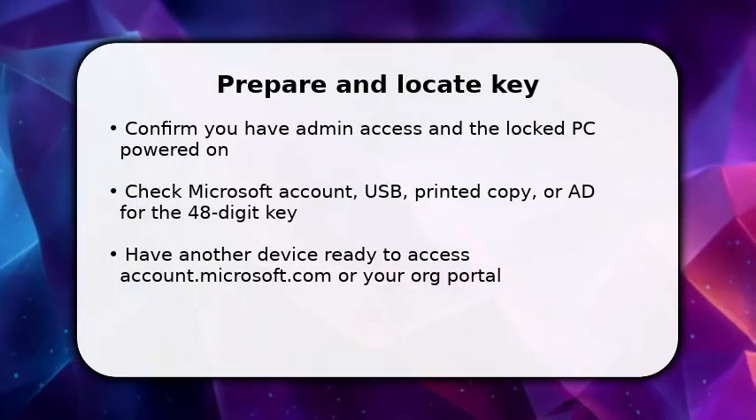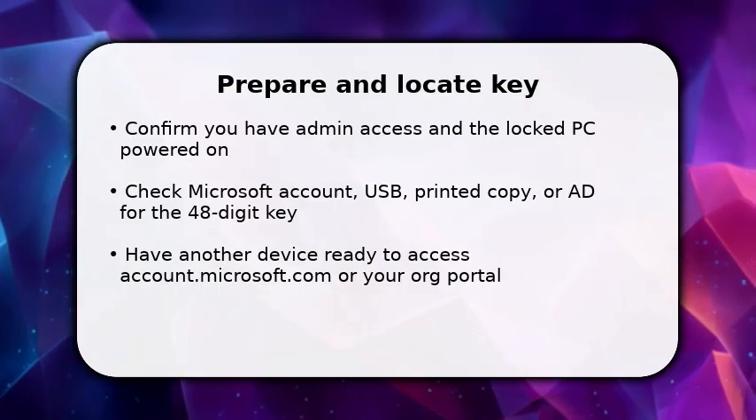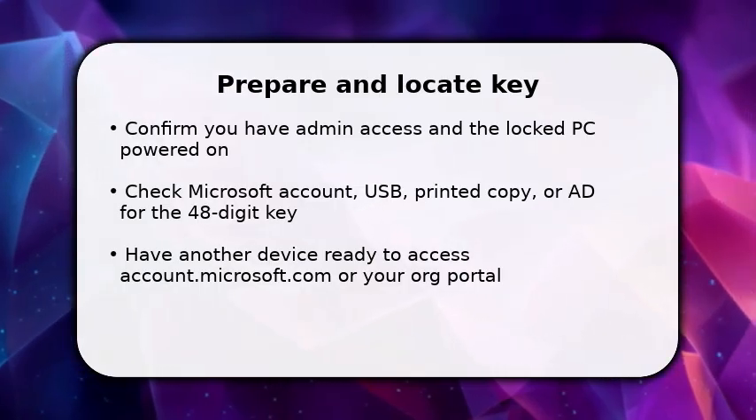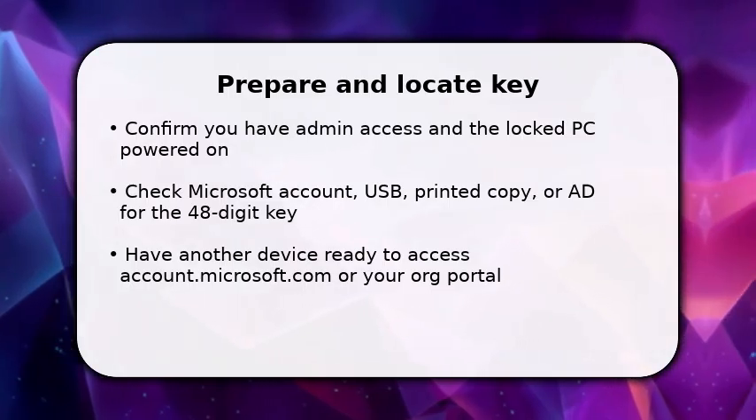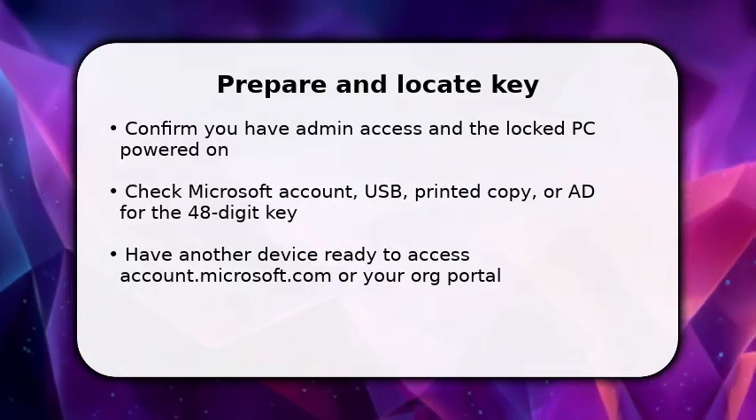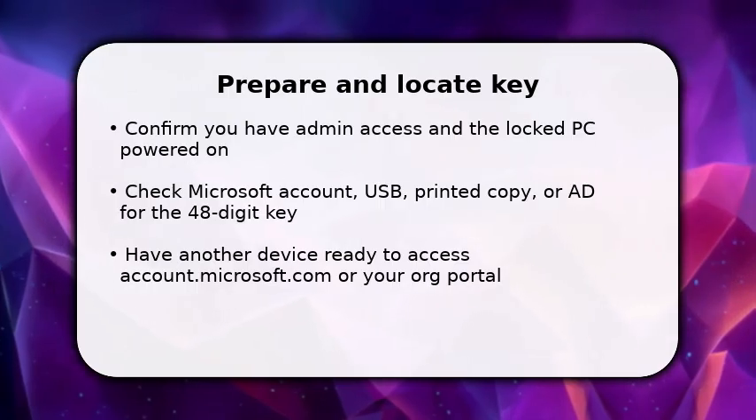You start by securing access. You need admin rights on the machine and another device to retrieve the key. Once powered on, choose how you save the 48-digit BitLocker Recovery Key: Microsoft account, USB, printed copy, or Active Directory.